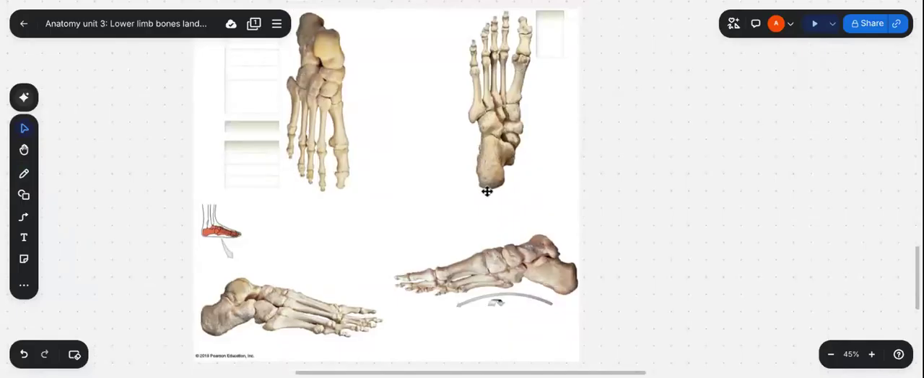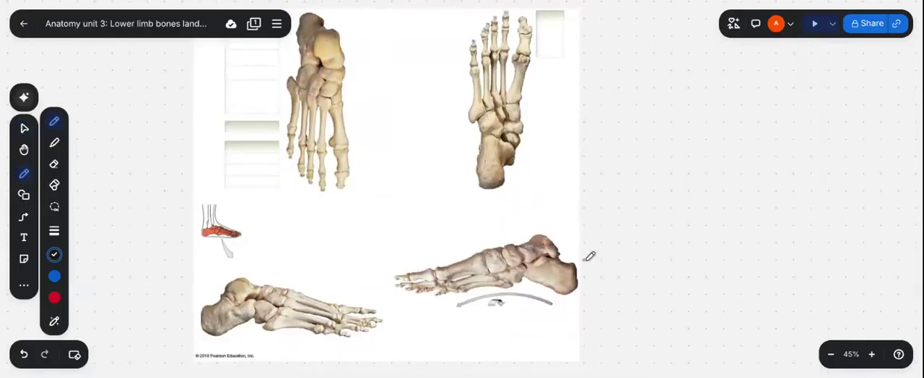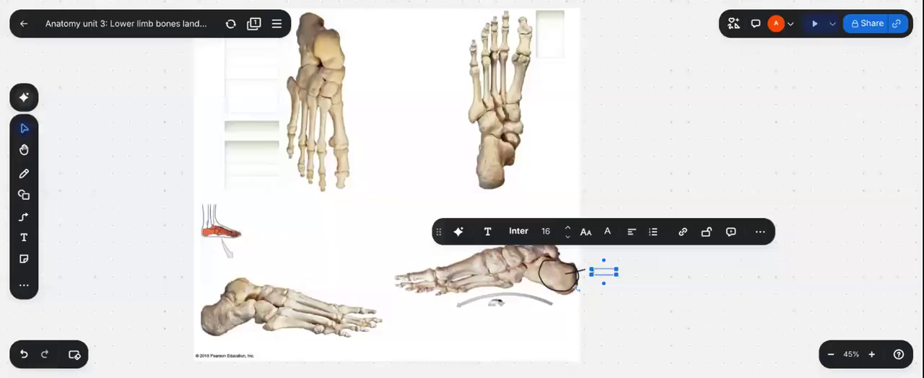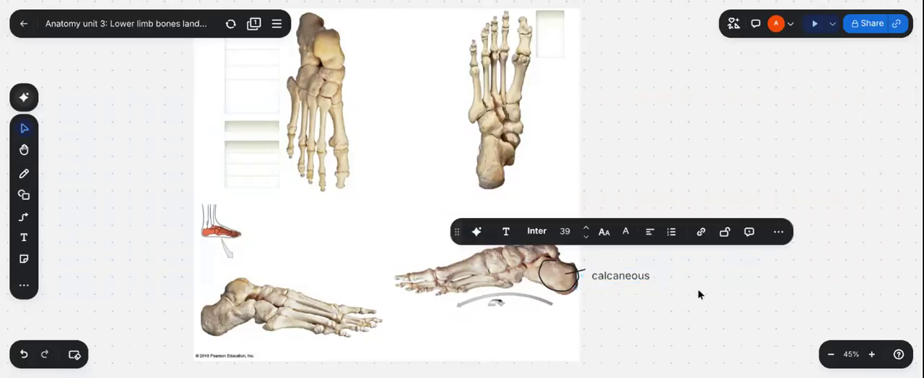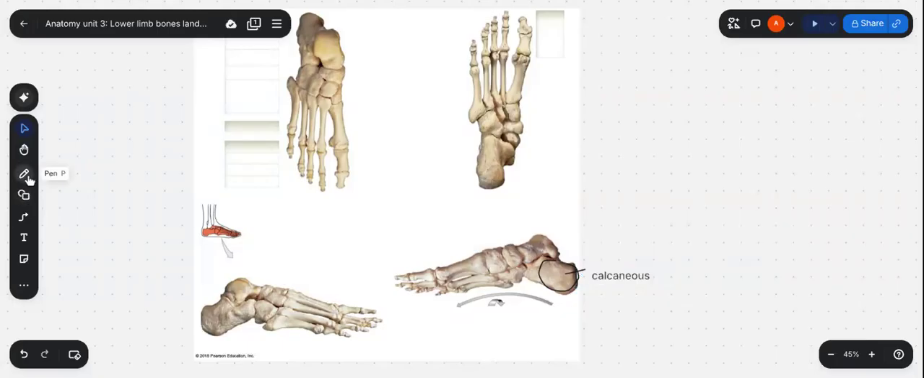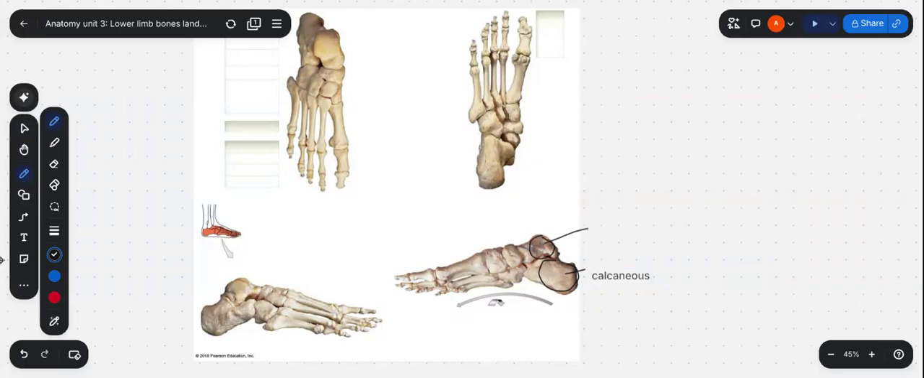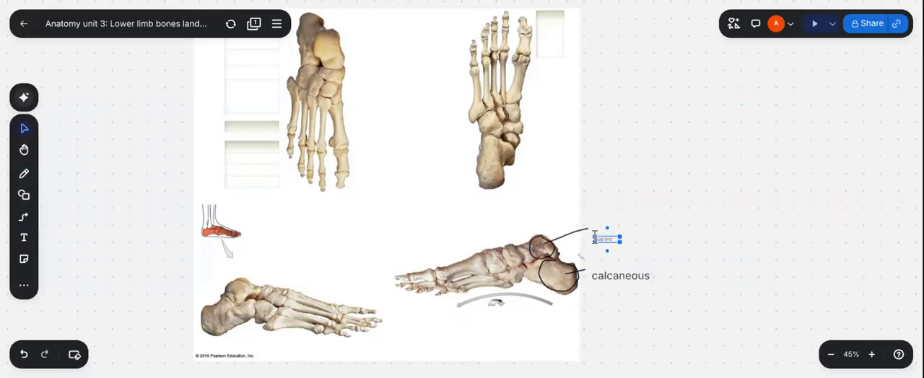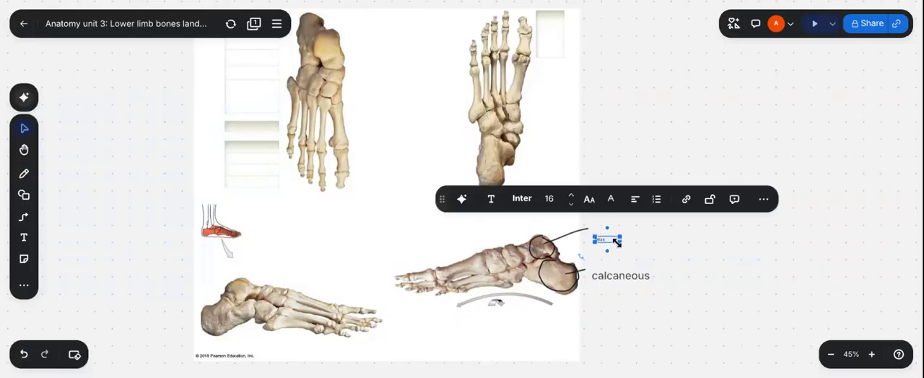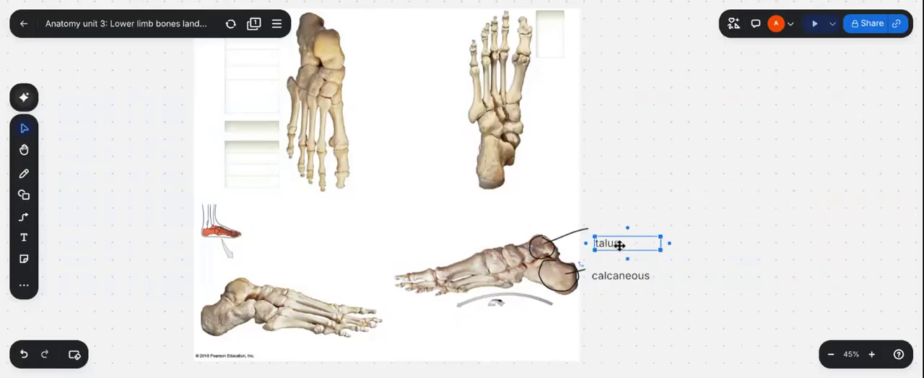So the first thing is your calcaneus. The calcaneus is going to be this big bone structure here at the bottom, and it is basically known as your heel. So this is your heel bone. Then you have your talus. The talus is going to be this bone that is above the calcaneus, and it's just up here at the bridge of your foot. So that is your talus.